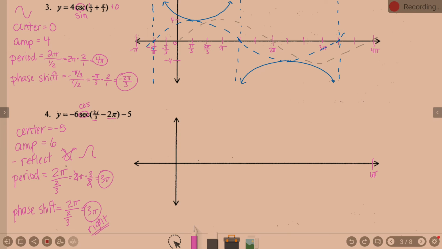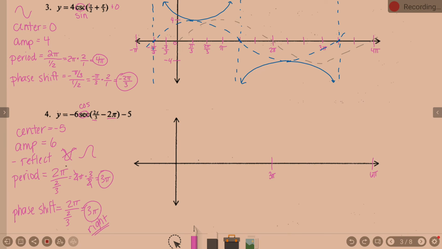Now, think with me here. I'm not going to go 1, 2, 3, 4, 5, 6 pi, because I don't really want it broken up into 6 pi's, if that makes sense. So I'm going to ask myself, what's the middle of 6 pi? 3 pi. Easy enough? Yes.